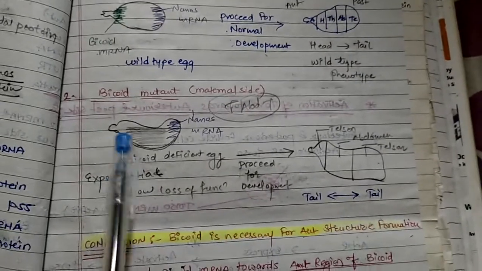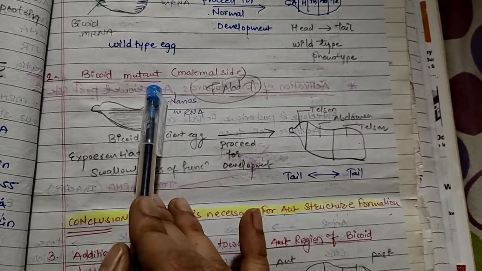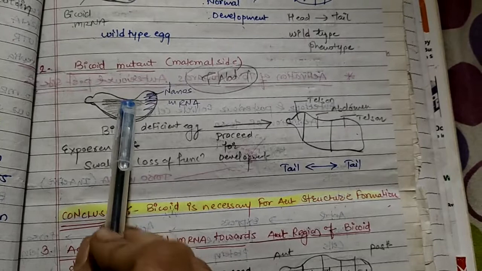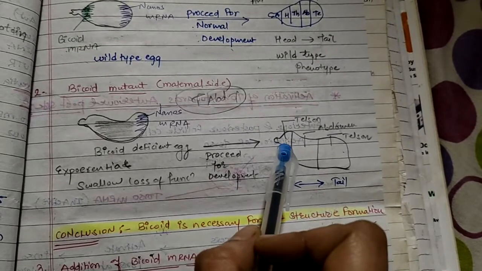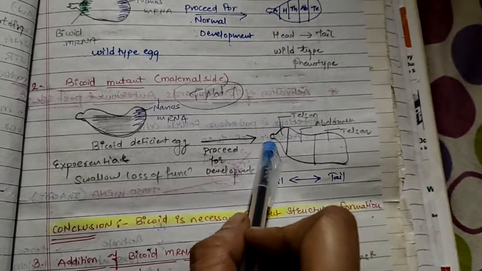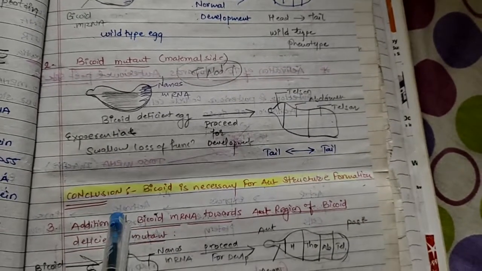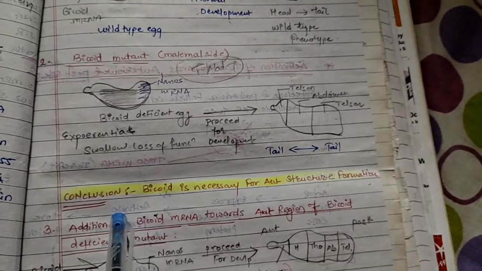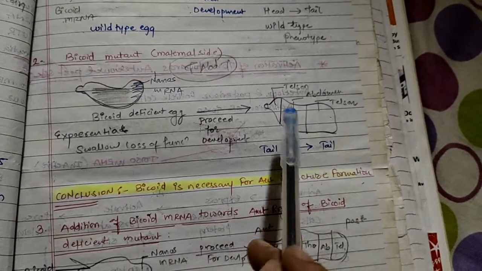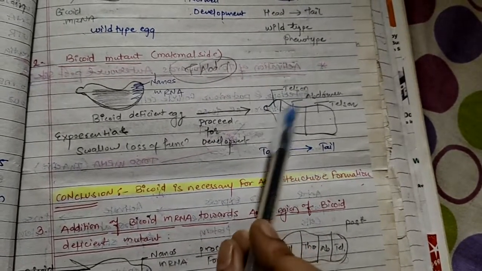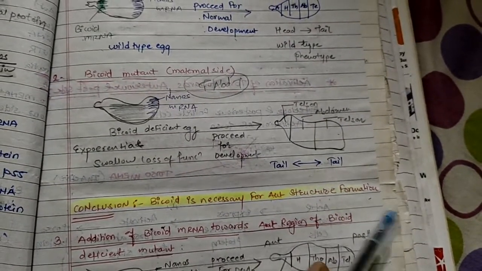Now if you look at the second case, bicoid is mutant. As I said, it is responsible for anterior structure formation. If it is a bicoid mutant, then what will happen? The anterior structures will not form, that is acron, head and thorax will not form, and only abdomen and telson will form. So what we can conclude from this bicoid mutant condition is that if bicoid is absent, we are not able to observe the anterior structures like acron, head and thorax, and bicoid is necessary for anterior structure formation.